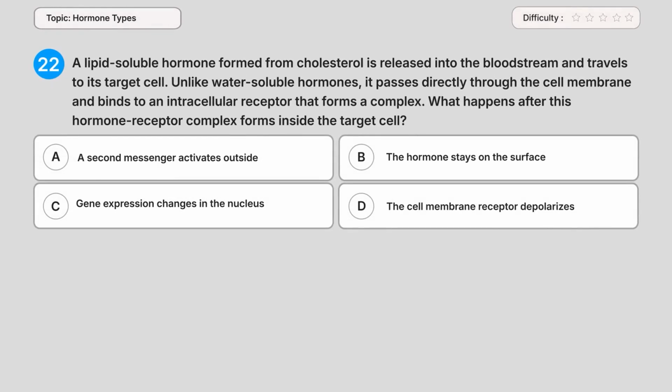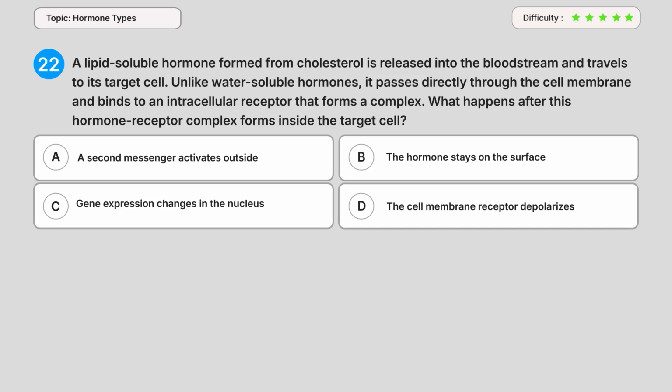22. A lipid-soluble hormone formed from cholesterol is released into the bloodstream and travels to its target cell. Unlike water-soluble hormones, it passes directly through the cell membrane and binds to an intracellular receptor that forms a complex. What happens after this hormone receptor complex forms inside the target cell?